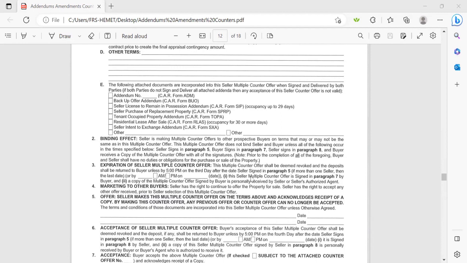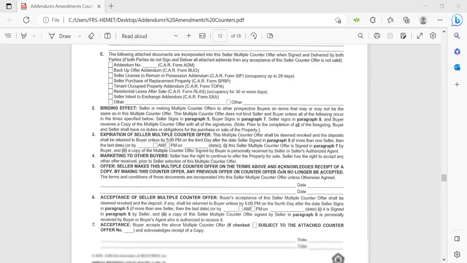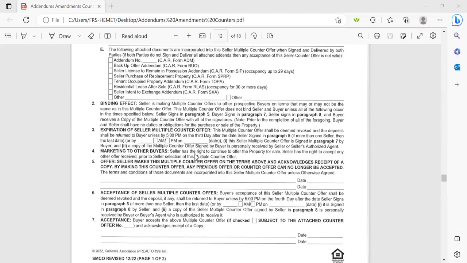Expiration, here again, it says that it expires on such and such a day or the 3rd day after it was signed. But remember, I should have redlined this too. Seller has the right to continue to offer the property for sale. They have the right to accept any other offer received.